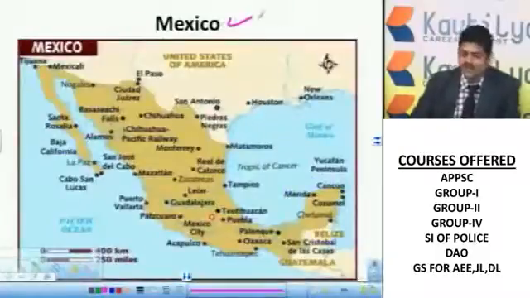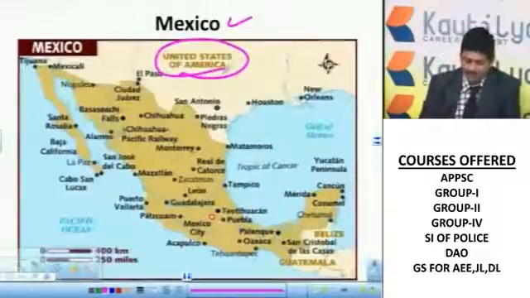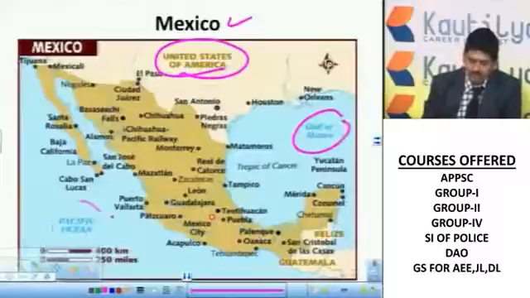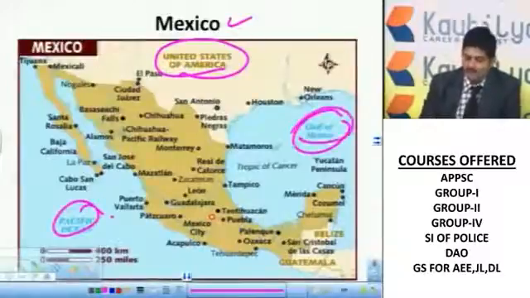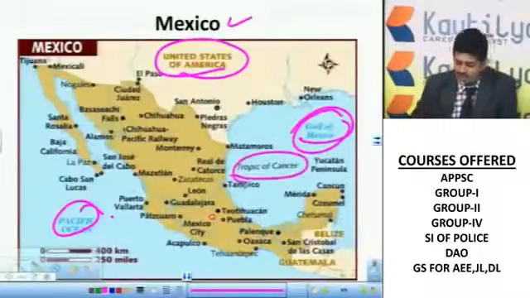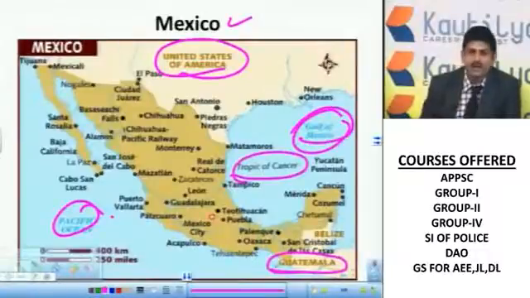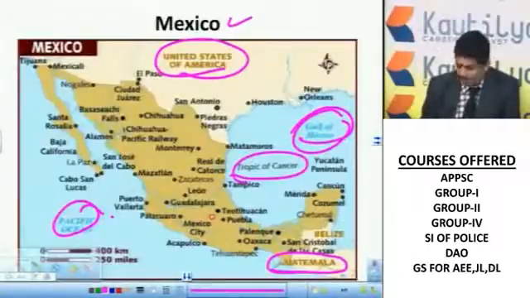Another important country in North America is Mexico. It shares a border with the United States. You can see the Pacific Ocean and the Gulf of Mexico, which is the largest gulf in the world. The Tropic of Cancer also passes through this. Here you can see Guatemala. It's a Central American country, and one of the countries of the Caribbean islands. You need to remember these, they are very important.